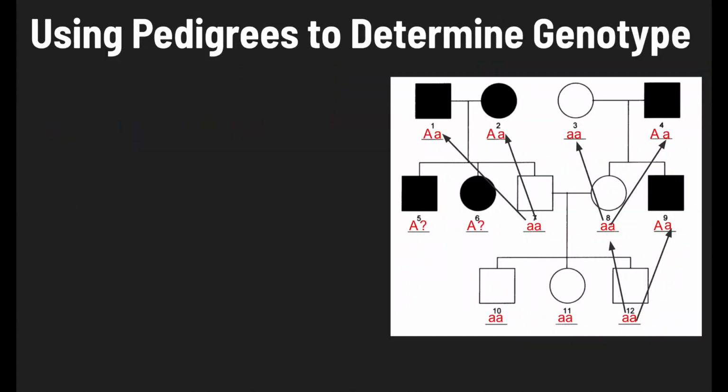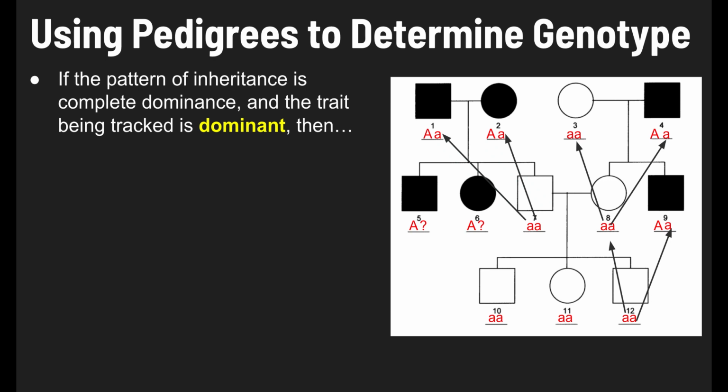To finish up, we're now going to use a pedigree to determine genotypes of individuals. So when you are using a pedigree like this, you need to know a couple things. You need to know the pattern of inheritance. Sometimes you can figure it out just from what's filled in, whether circles or squares are filled in, and so on. But if you're told what the pattern of inheritance is, and you're told if the allele that's being tracked is dominant or recessive, then you can figure out genotypes of individuals.